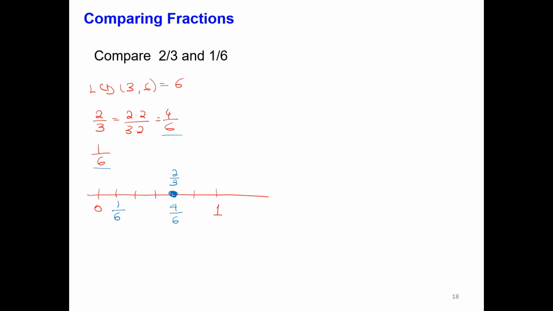And now we can compare the fractions, and we know the largest fraction is 2/3 because this fraction lies to the right side on the number line. Then now we can say 2/3 is greater than 1 over 6.